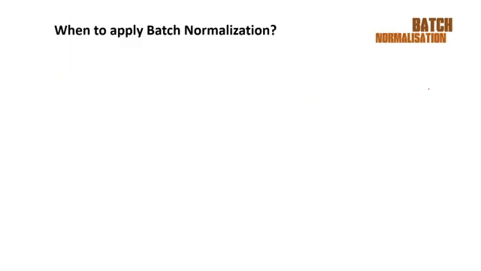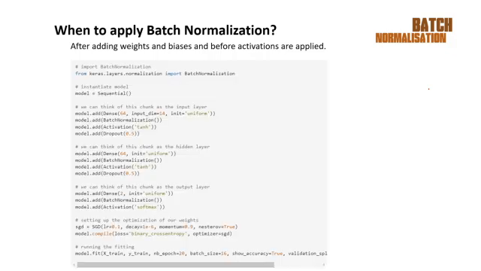Now, the question is, when do we apply batch normalization? Batch normalization is applied after the weights and biases are added and before the activation is applied. This code snippet I have taken from Stack Exchange. It uses Keras, and in this sequential model, batch normalization has been used.